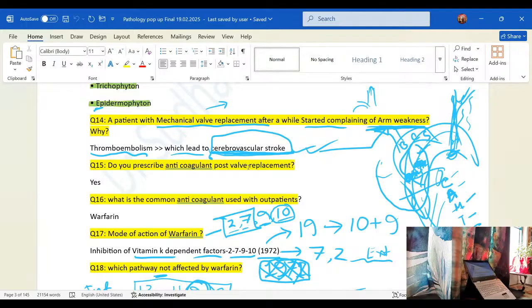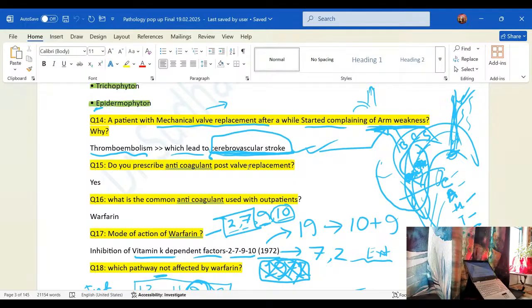Maybe there is thromboembolism, which leads to cerebrovascular stroke. Yes, warfarin. Okay. No, this answer we will give this way.